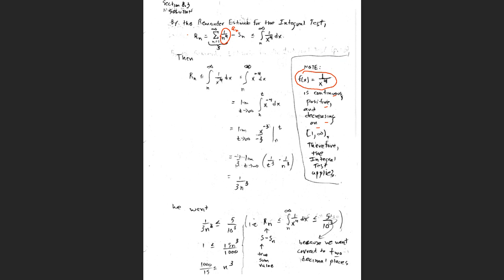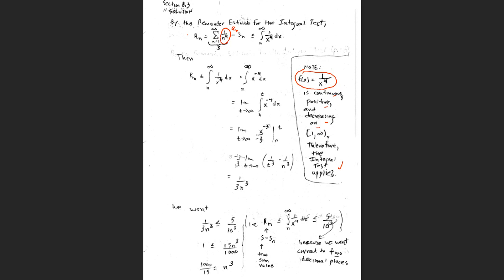We're not going to use the integral test on a series that diverges. This series converges by the integral test because the corresponding function, 1 over x to the 4th, is continuous, positive, and decreasing over the interval from 1 to infinity. But also, the series converges because it's a P series with P equals 4, which is greater than 1.